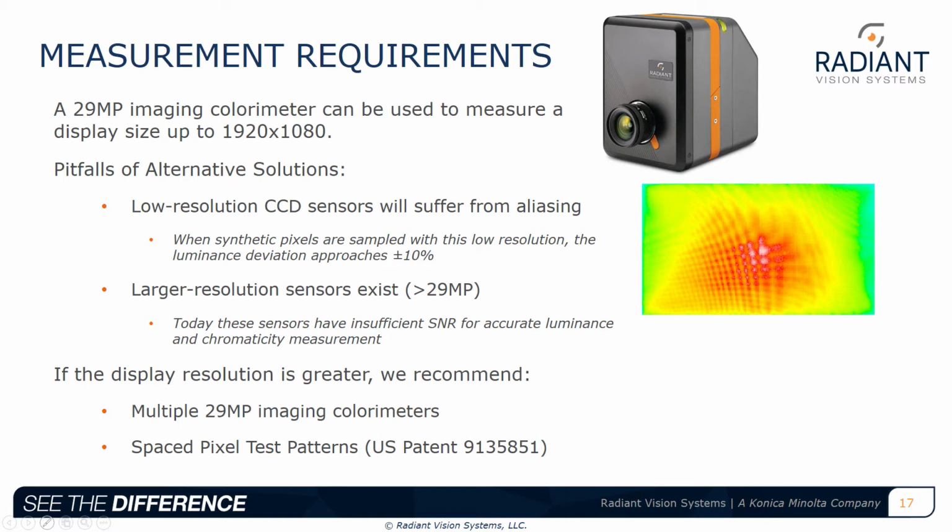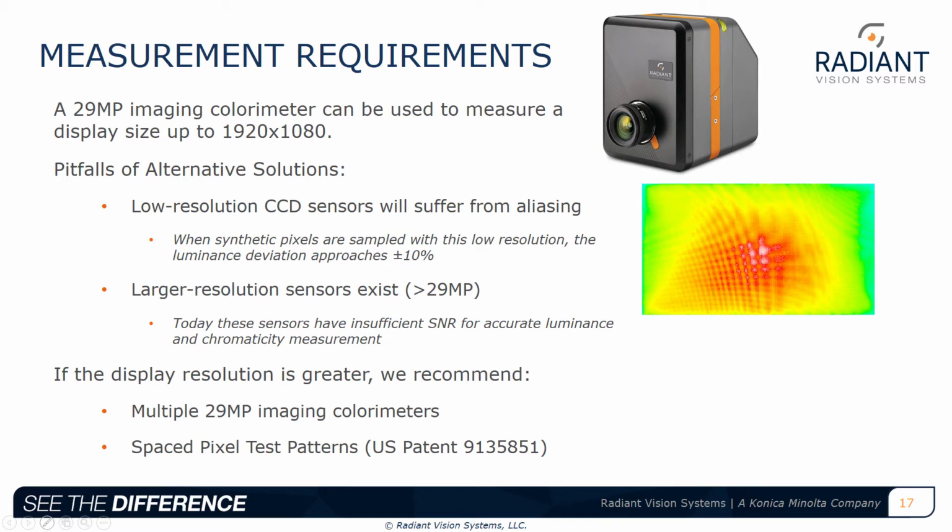A high-resolution sensor is needed for this pixel level measurement. Being able to measure high pixel count displays requires an equally high pixel count sensor. For example, our 29 megapixel sensor shown in the upper right-hand corner of this slide can be used to measure up to a full HD screen or 1920 by 1080 display pixels.